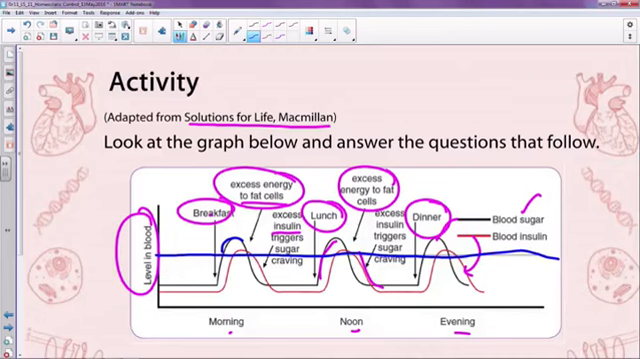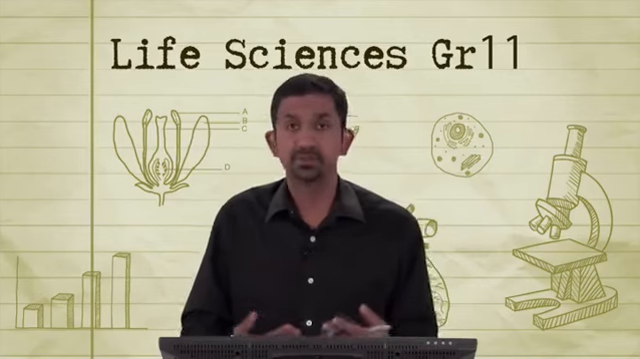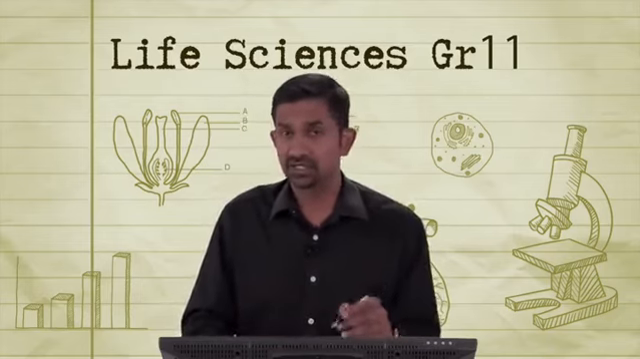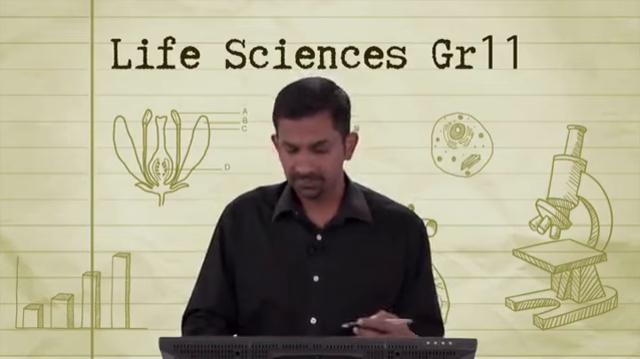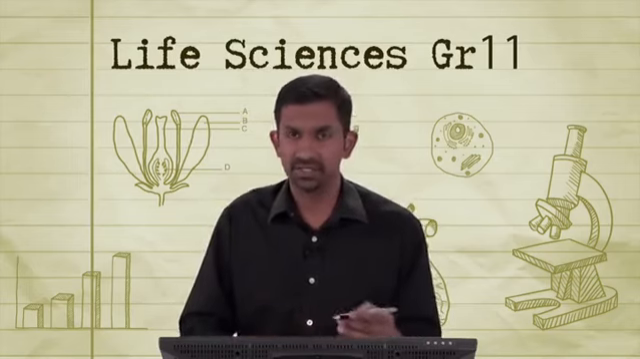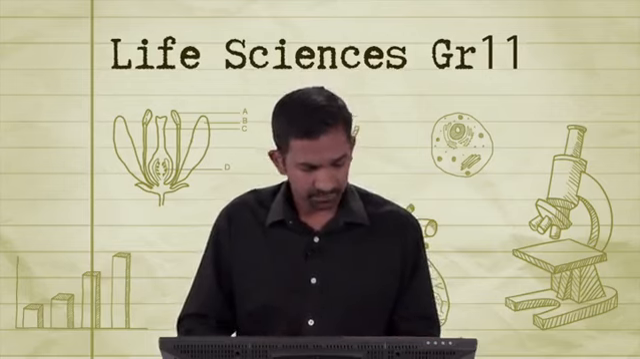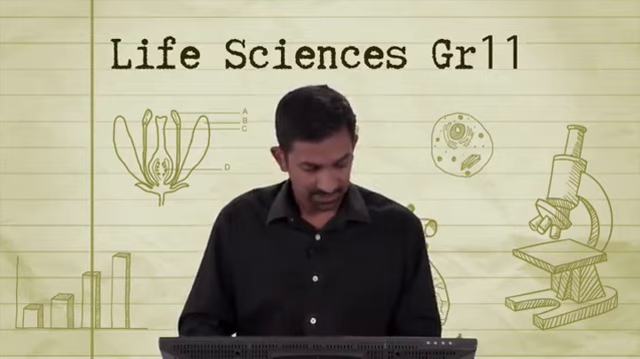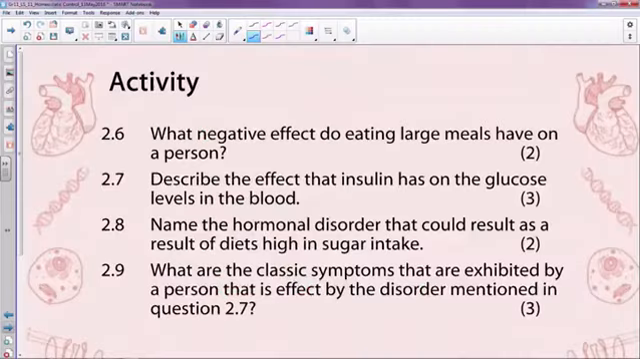And hence every organism has an optimum condition, and we know that we have an optimum blood sugar level that needs to be maintained. And the pancreas will constantly try to maintain these normal blood sugar levels by releasing the 2 hormones, insulin and glucagon. Quite an interesting graph to analyze and to interpret. So let's move on to a few more questions based on this.